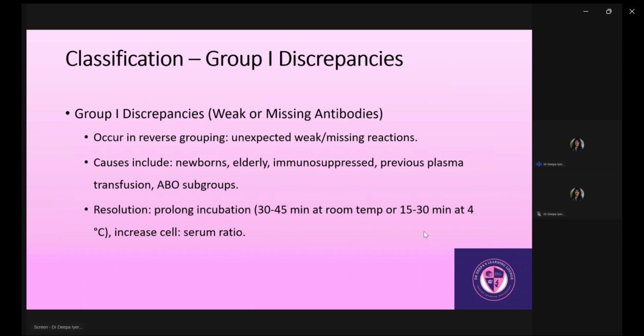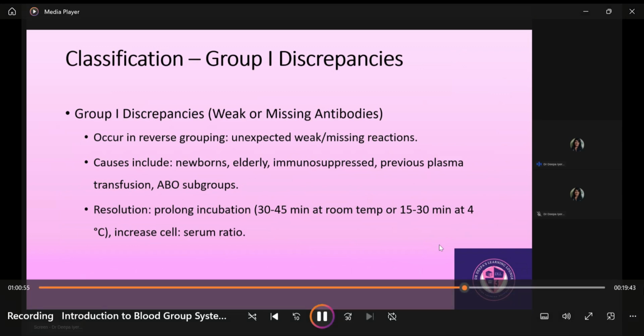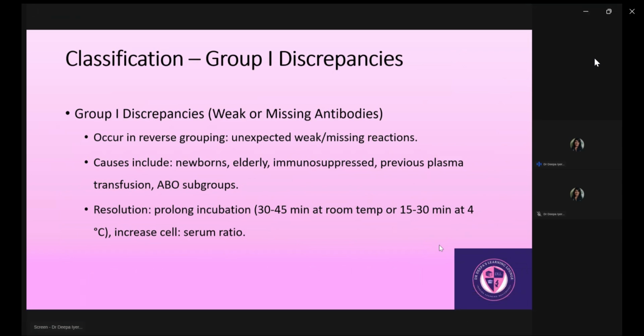What you also need to do is increase the cell versus serum ratio, increase the cellularity of the sample. That also can be done to resolve group 1 discrepancy. Most of the group 1 discrepancies get resolved here, but definitely do not skip investigating or doing a root cause analysis to rule out any pre-analytical or lab-based or technical error before you look at this troubleshooting step.